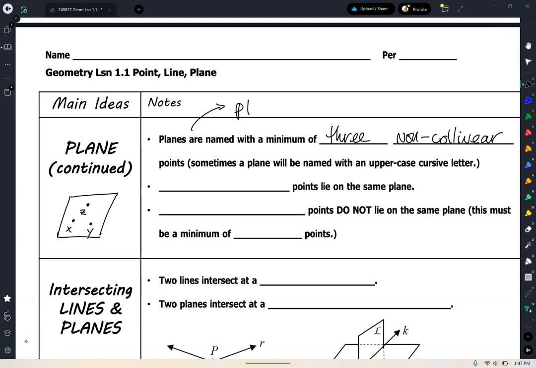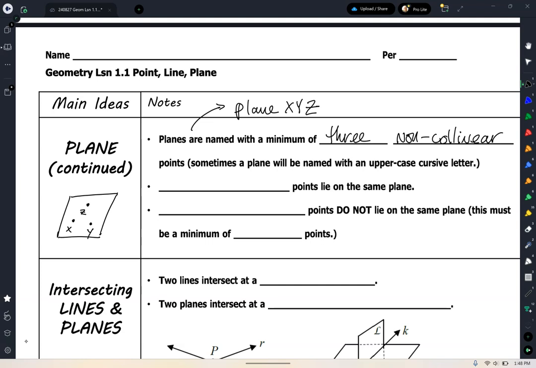So when we name these, we write the word plane, and then we use the 3 non-collinear points to name them. So this plane would be called plane XYZ, or XZY, or ZYX, or YZX. Doesn't matter what order we put them in. It's the 2-dimensional surface that contains 3 non-collinear points. Does that make sense? Pretty okay there?